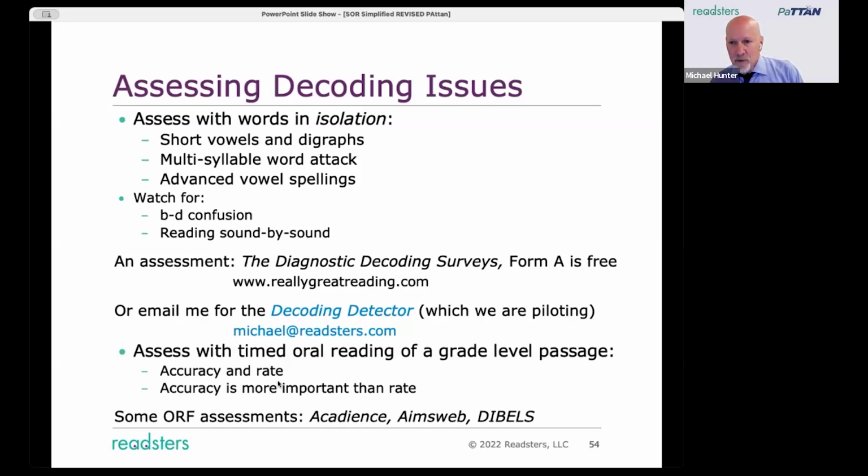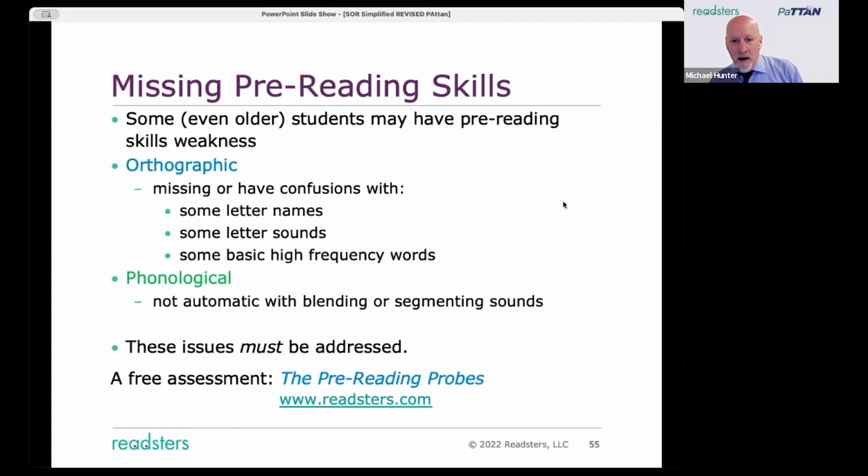You'll also, of course, need an oral reading assessment for any students grade middle grade 1 and up, so that you know what's happening with connected text. And we use things like DIBELS and AIMSweb and Acadience. If you think there's pre-reading skills that need to be assessed, on our website, you can access the pre-reading probes. It will assess phonological and orthographic skills and the 10 high frequency words, so you can see if they're ready for phonics.